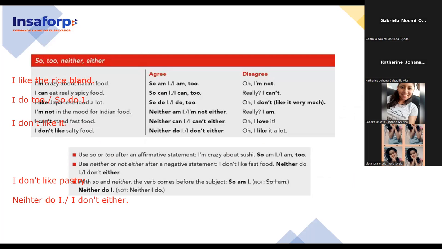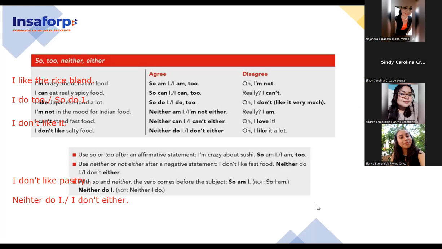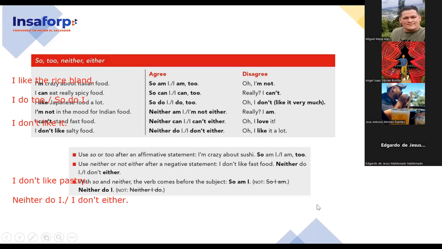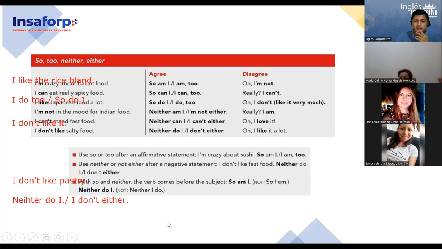For example, if you see, this is the structure. I don't like salty food. I don't like pastry. No me gusta el pan dulce, right? Entonces, you can say, neither do I. Neither goes at the beginning. And I don't either. So either here goes at the end. So you are showing like you agree with the person.